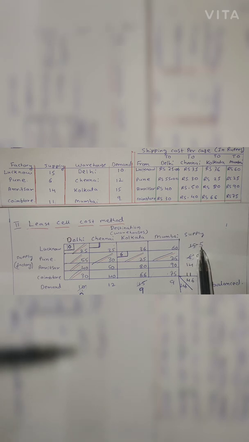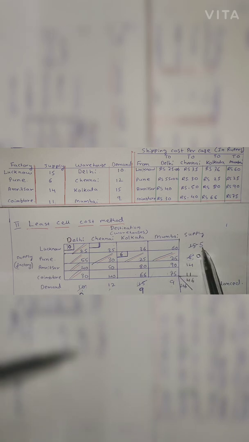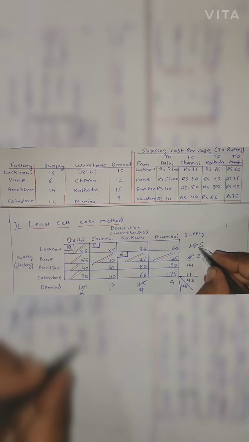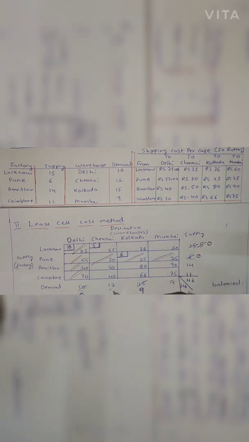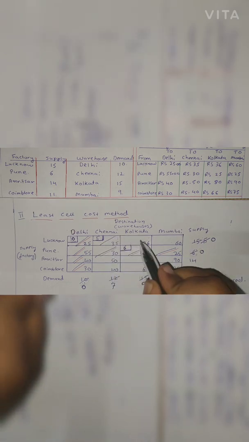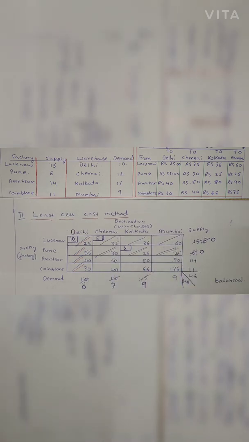When you draw a box, we'll check the row. Supply is 5 and demand is 12. Which is lower? Of 5 and 12, the lower is 5. So we'll write this 5 over here. You subtract this value from supply and demand. 5 minus 5 will be 0, and 12 minus 5 will give you 7. Since this row becomes 0, we'll eliminate this row.